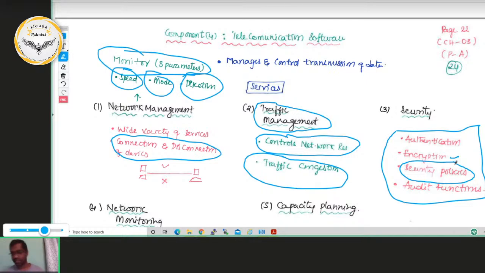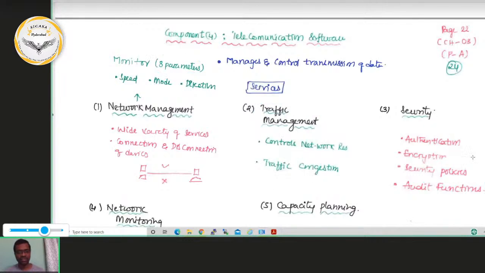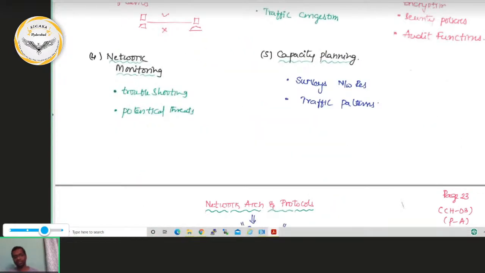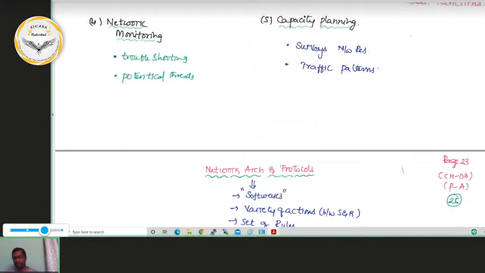Next one. Next one is called network monitoring. What do you mean by network monitoring? Network monitoring is nothing but troubleshooting. What do you mean by troubleshooting? If you have any errors, they can be rectified using network monitoring, and if you have any potential threats, those also can be eliminated, prevented. So it is just like a security guard. Next is capacity planning.